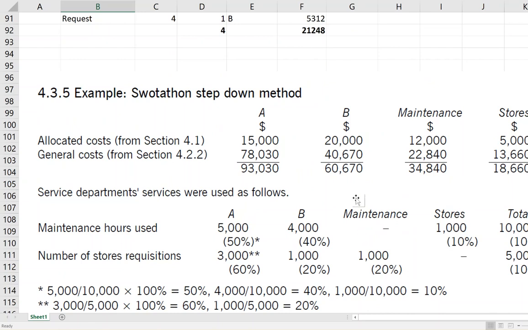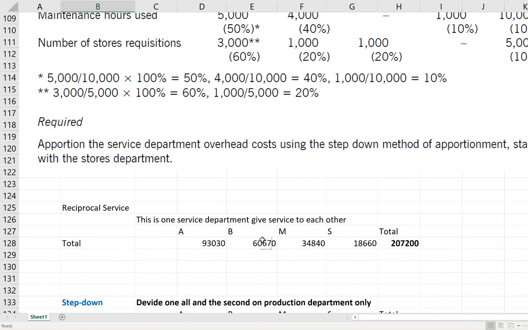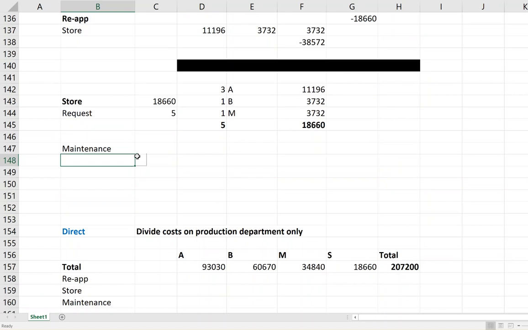So in step down method, what we do is we take the last department and we only divide on production department. Like we are going to ignore the 1,000 here. So what we are going to do, take the cost 38,572 and divide it on 5,000 and 4,000, total 9,000. We are going to ignore the store. So we have A, B.